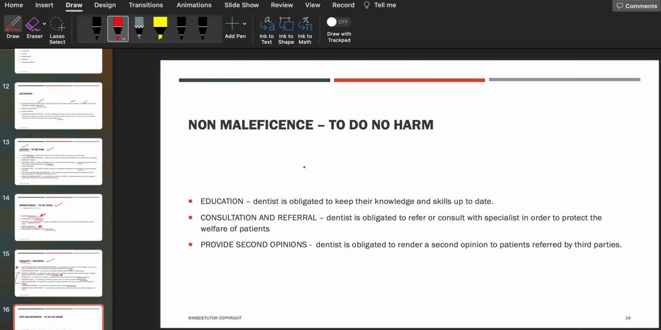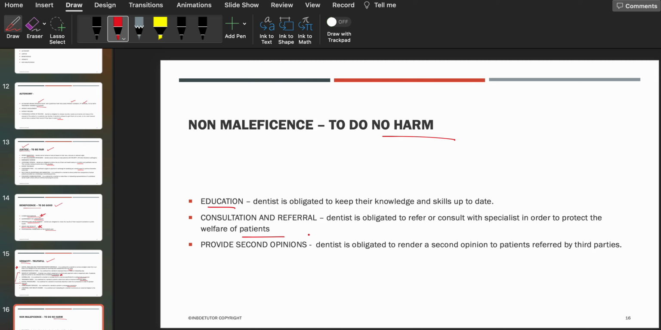And the last one is non-maleficence, that means to do no harm. It covers education. Dentists are obligated to keep their knowledge and skill up to date. That's why we attend courses and are supposed to earn certain credits every year as a new dentist. Consultation and referral. A dentist is obligated to refer or consult with a specialist in order to protect the welfare of the patient.